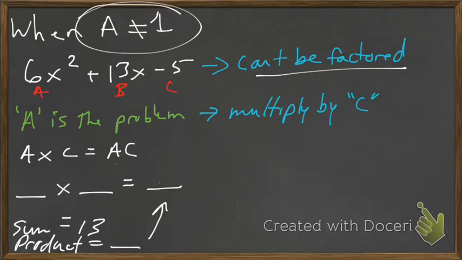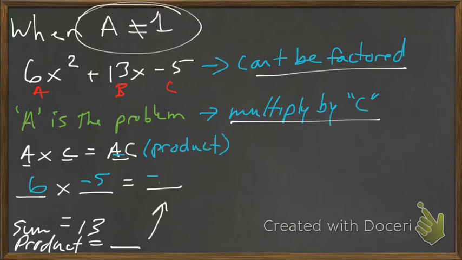Well, we're not actually going to make a equal to 1 per se. What we're going to do is multiply it by c. So a multiplied by c gives you ac. In this case, our a value is 6 and our c value is negative 5. So our ac value, which is still the product, is going to be negative 30. If we do our sum and product, our sum is 13 because that's our b value, and our product, we now found it, is negative 30.